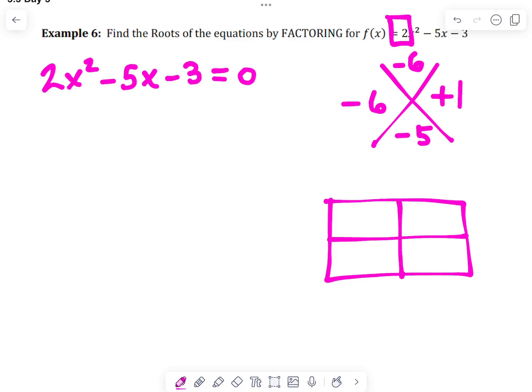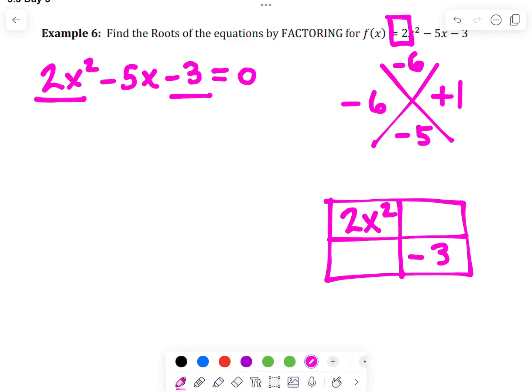The upper left corner is our x squared term. The bottom right is our constant. So again, upper left, bottom right. And then the sides of the diamond make up our other two terms with an x. Now we go ahead and take out all the GCFs.